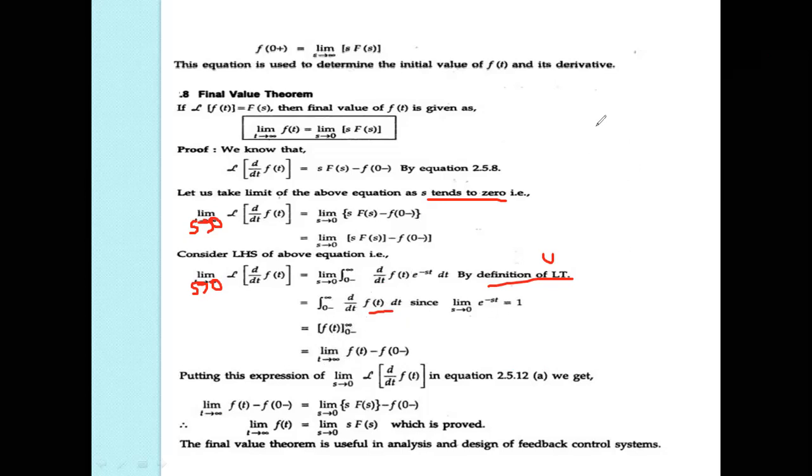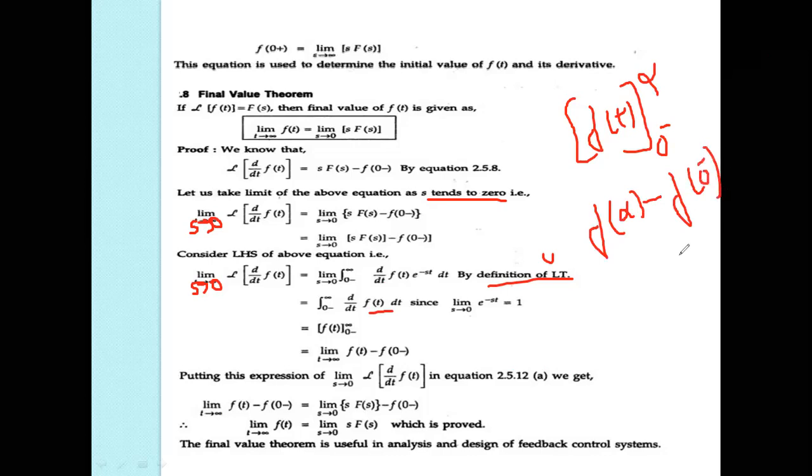Here you can observe f of t, the upper limit is infinity and the lower limit is 0 minus. Now I substitute the values of t, infinity and 0 minus. So f of infinity minus f of 0 minus. Got it, my dear students? That is the LHS. What is the RHS we have? The RHS is limit s tends to 0 of s into f of s minus f of 0 minus.